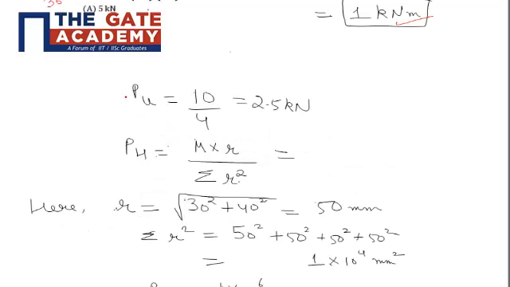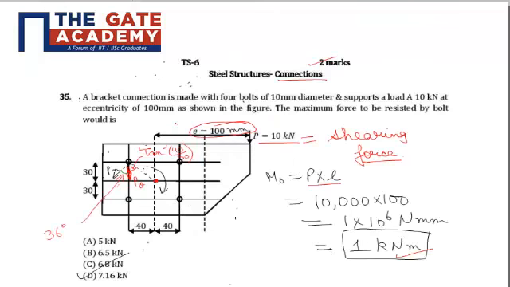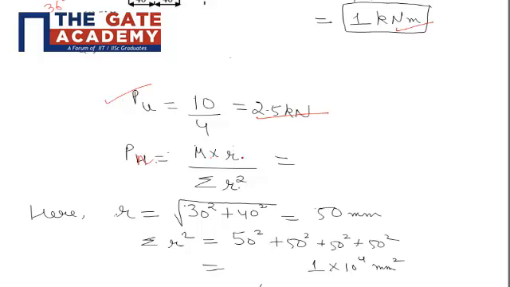Now there are 4 bolts, so as already talked about, the vertical shear force will be 10 by 4, 2.5 kilonewton, and P normal, that is normal to the line joining the centroid and the bolt, will be given by moment into Ri, that is the distance of that bolt from the centroid, upon summation of R square.